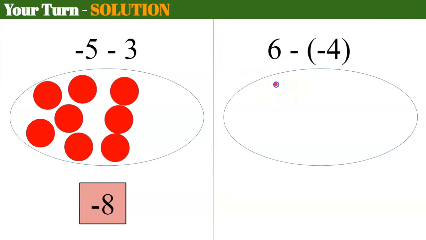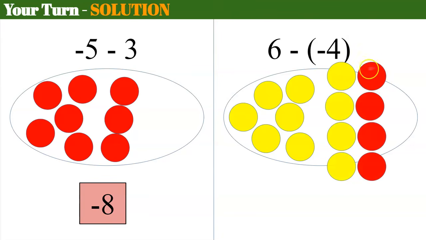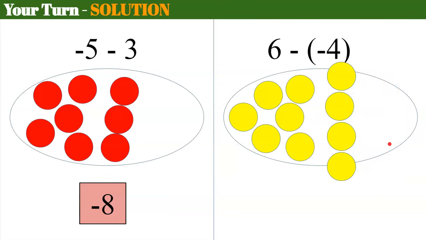Second one, we're going to put 6 positive integer chips on our mat, and I'm being asked to take away or subtract 4 negatives. So I need to add 4 zero pairs so that I have 4 negative integer chips to take away. Remove the 4 negative integer chips from your mat. Gives you an answer or a difference of +10.